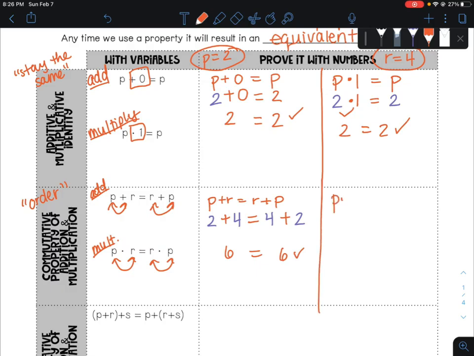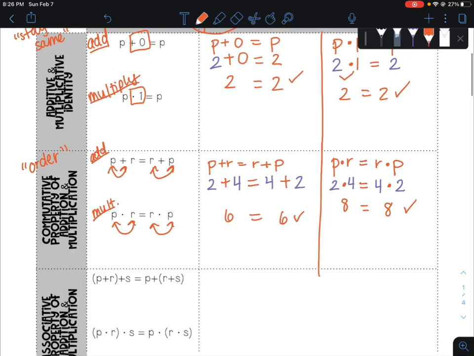Try with multiplying. P times R equals R times P. P is 2. R is 4. Multiply. It's supposed to equal 4 times P, which is 2. Let's check. 2 times 4, that's 8. 4 times 2, that's also 8. Those are definitely equal. So it works out with our example.